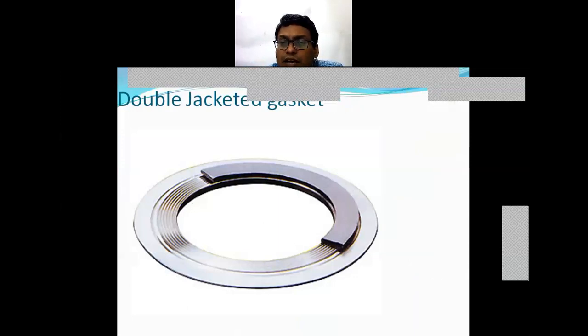So you can specifically see the thicker diameter which is available.